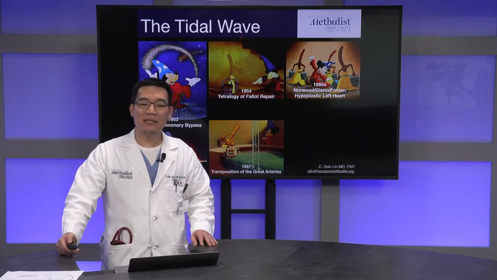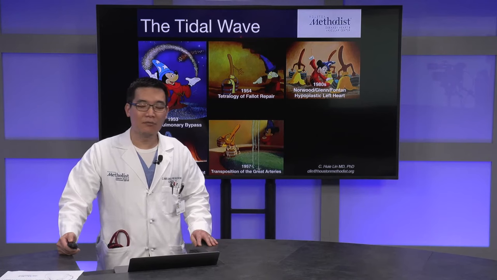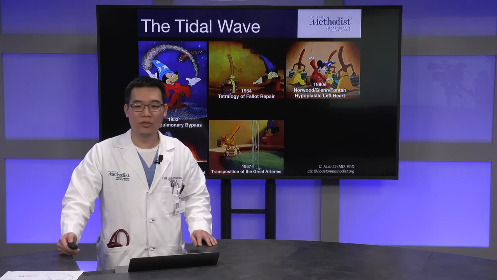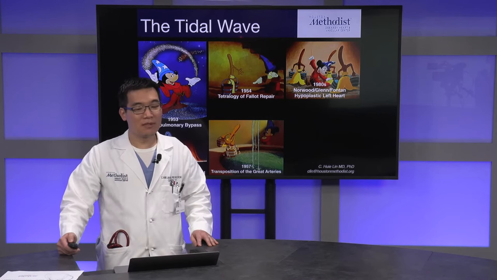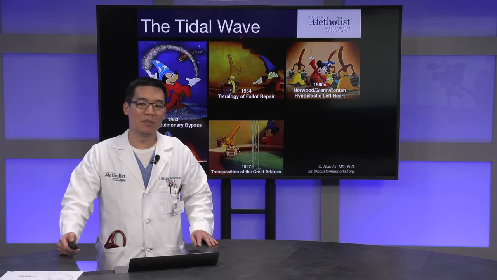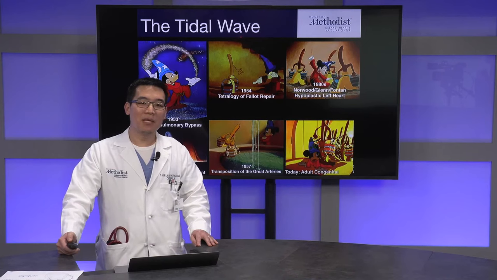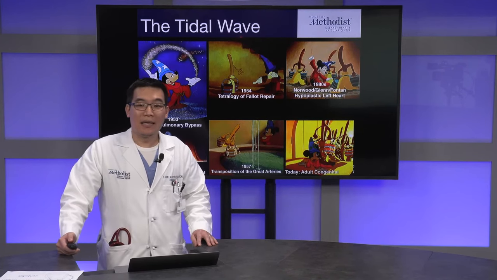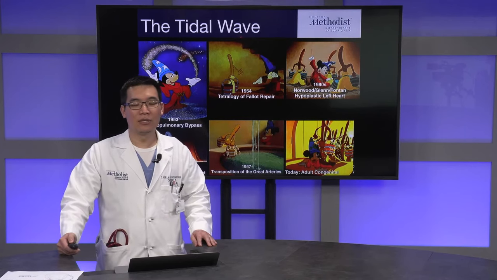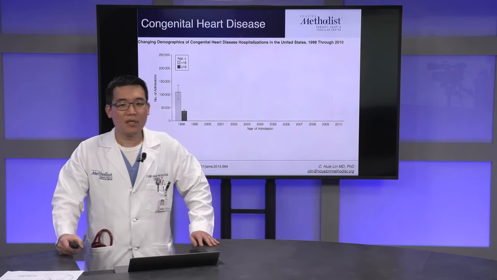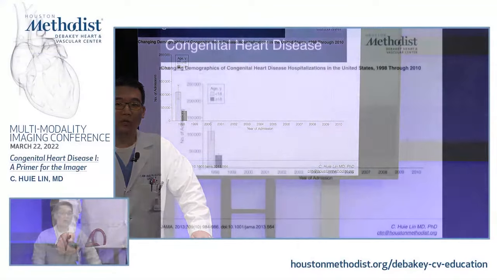So what that means is, with these successful surgeries and the revolutionary changes in cardiac surgery in the 1950s and onward, we now see a very robust and growing adult congenital heart disease population, which, just like Mickey in the Sorcerer's Apprentice, we are now seeing the effects of as these patients begin to enter into our daily workflow. So this is what it looks like if you want to look at the actual numbers.